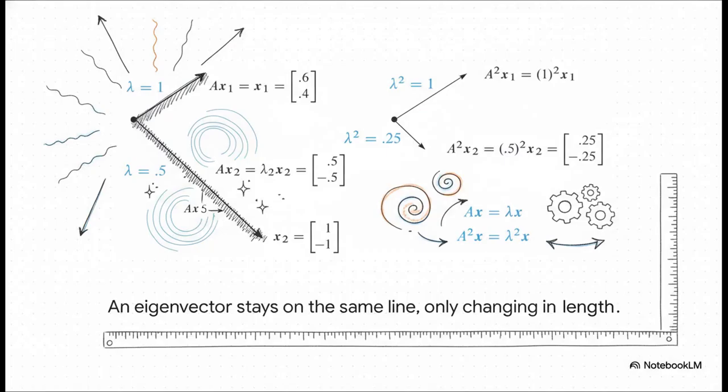And this diagram here just perfectly illustrates the whole idea. See how most vectors would get spun around all over the place? But look at x1 and x2. They're the special ones. When the transformation hits, they stay right on their original lines. Vector x1 gets scaled by an eigenvalue of 1, which means it doesn't change length at all, and x2 gets scaled by 0.5, so it shrinks by half. These are the stable, unchanging directions of this whole system.